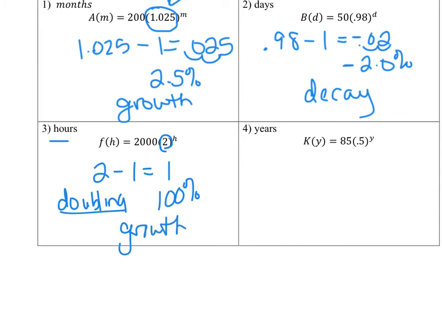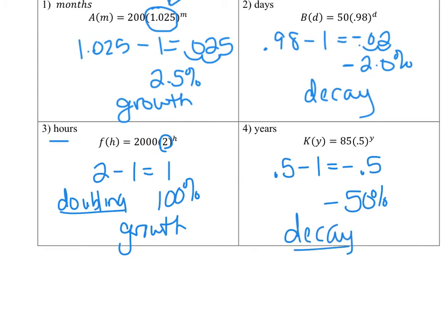This one here, we put the base minus 1, and we get negative 0.5. So it's going down by 50% every time. So this would be a decay, and this is actually similar to a half-life where it's going down by half every time.